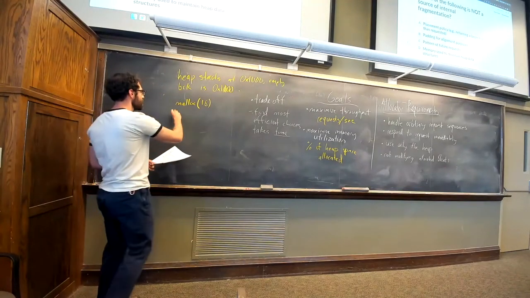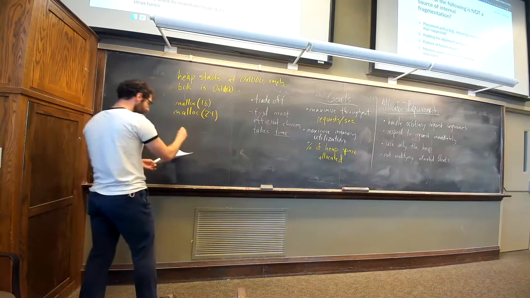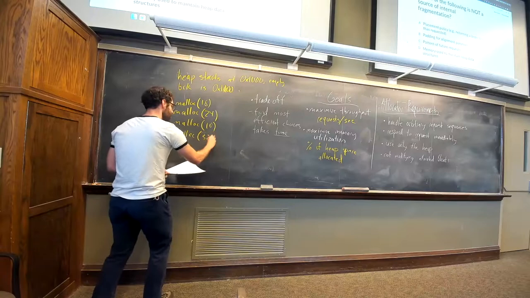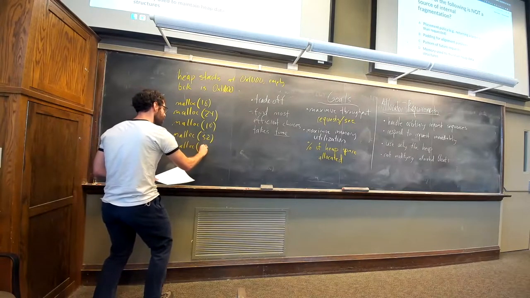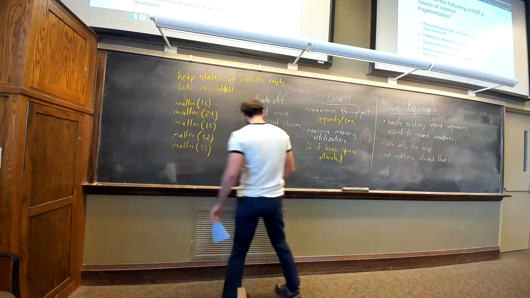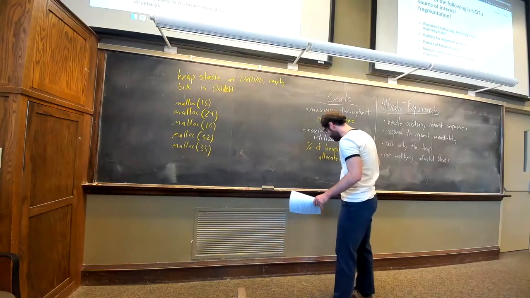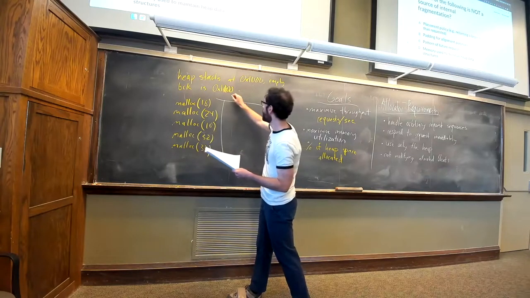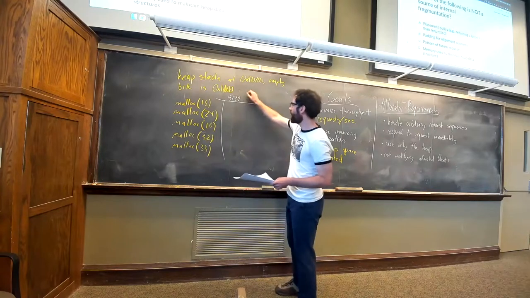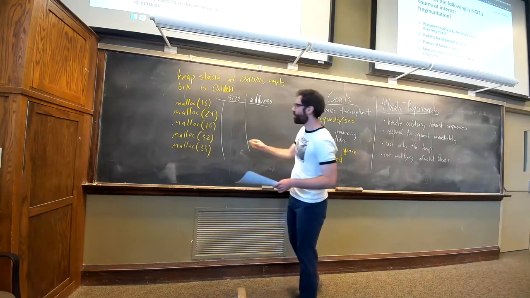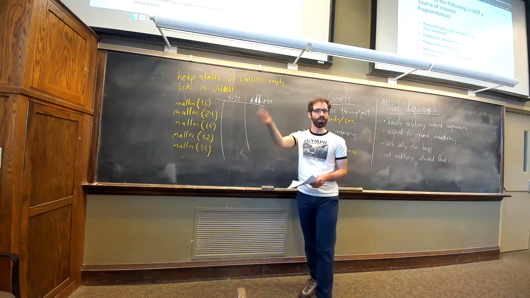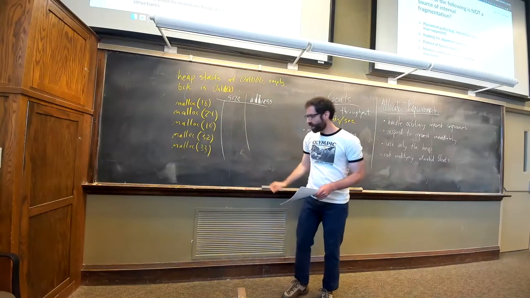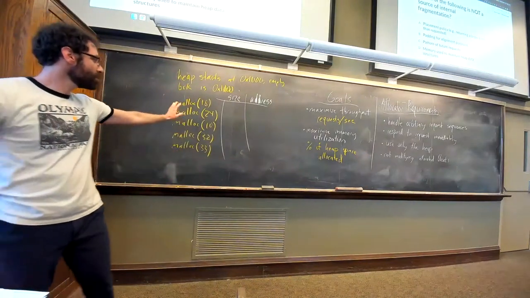Then we have a sequence of requests: malloc 18, malloc 24, malloc 10, malloc 32, malloc 33. For each request, I would like you to work with your neighbors to determine the size of the block that will be allocated and the address that will be returned to the caller of malloc. We know where the heap starts, and we know what sizes come in, so take a few minutes working with your neighbors to fill in that table.